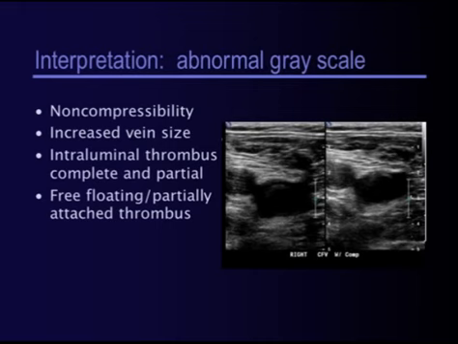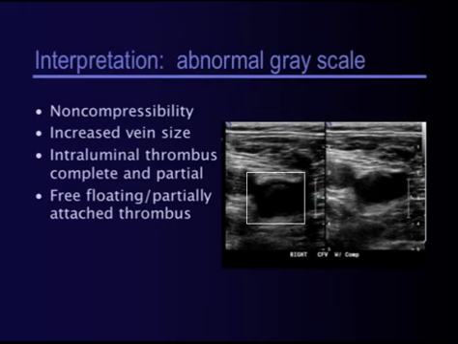Okay, an abnormal study, let's talk about that. Non-compressibility of the vein is the most important criterion for establishing the diagnosis of thrombosis. If the vein does not compress, there is something in the lumen. Usually the vein is somewhat larger than a corresponding artery, but if it is even larger than that, then a thrombus should be suspected. And sometimes this may be the only sign of thrombosis on grayscale.